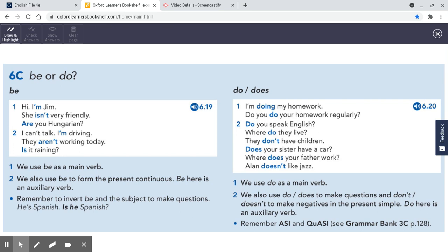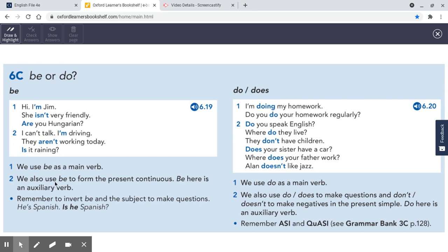So we can use be as a main verb, but we can also use it to form the present continuous, and we call it an auxiliary verb. Auxiliary verb just means a helping verb, okay? So, for example, I'm driving, okay? The main action verb is drive, so I'm driving my car, okay? And the combination of I am and ing tells you I'm doing it now, okay?